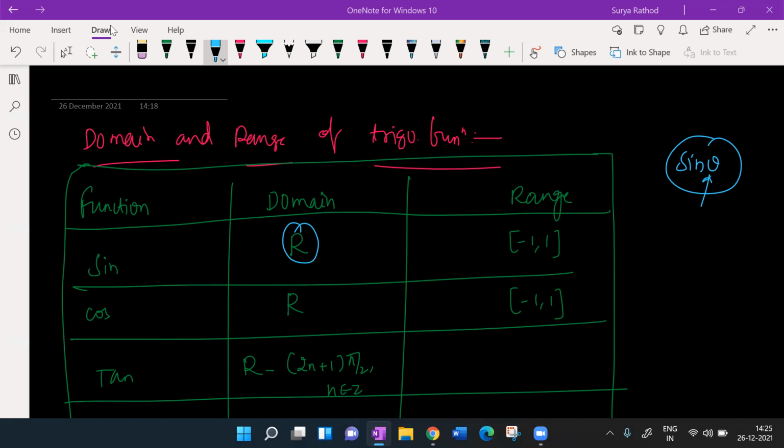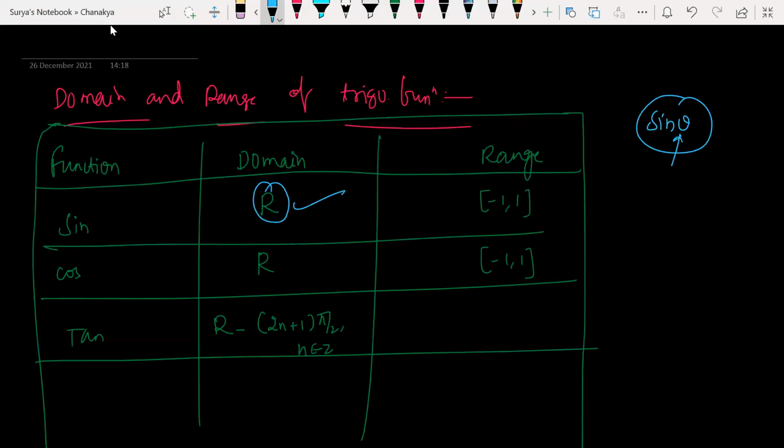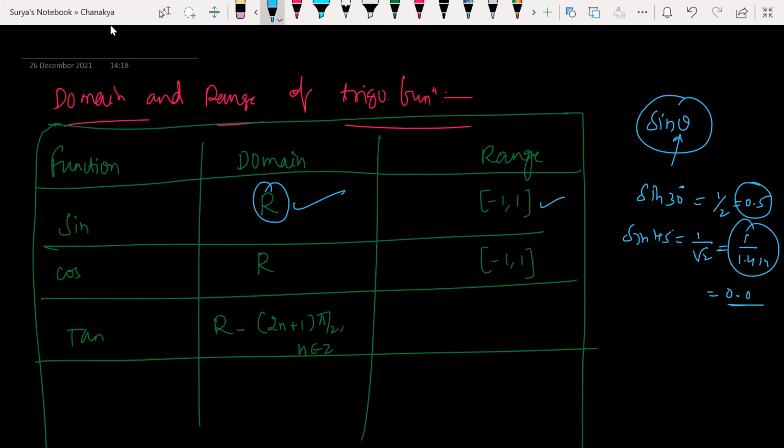Look at this. Whatever value you substitute in place of theta, it gives you a valid answer. That is the domain. Range is nothing but the answers you get. Suppose I substitute theta as 30. Sin 30 is 1 by 2, which is 0.5, isn't it? Sin 45 is 1 by root 2, which is 1 by 1.414. If you solve this, you will get 0 point something.